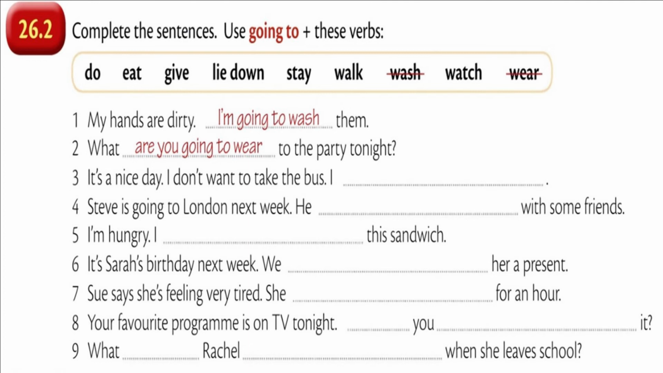Number 4. Steve is going to London next week. He is going to stay with some friends. Number 5. I am hungry. I am going to eat this sandwich. Number 6. It's Sarah's birthday next week. We are going to give her a present. Number 7. Sue says she is feeling very tired. She is going to lie down for an hour. Number 8. Your favorite program is on TV tonight. Are you going to watch it? Number 9. What is Rachel going to do when she leaves school?